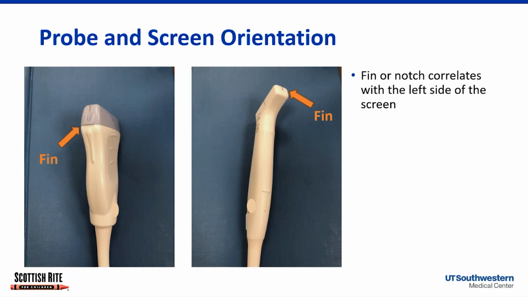So if you look at this screen here, you see these two probes, you see that little fin or that little notch there. That correlates with the left side of your screen. Each different machine from different companies usually has some little mark or dot that can help you correlate that side of the probe with the left side of the screen, okay? So let's practice this.